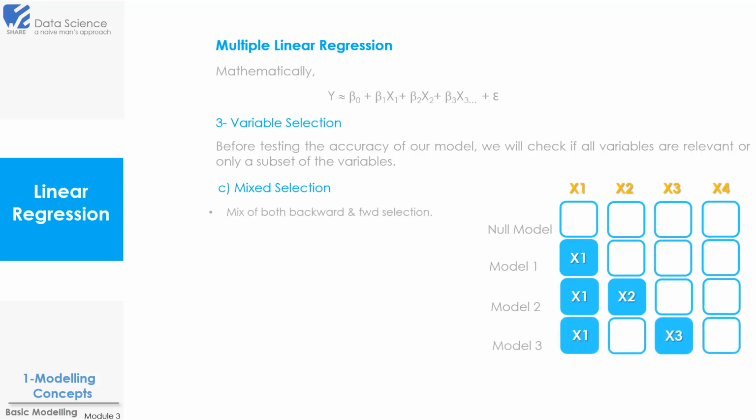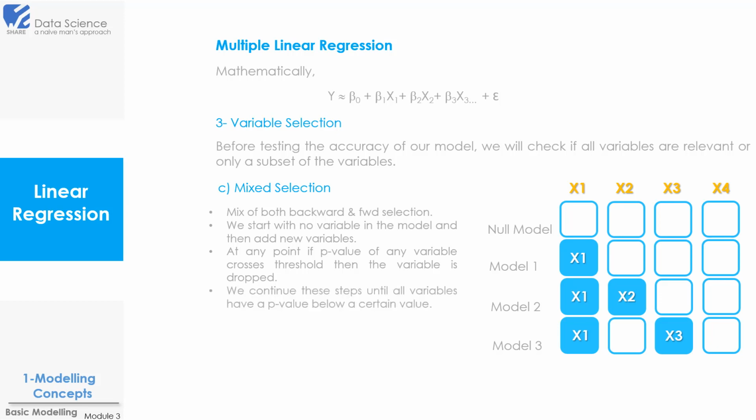Then the third method is mixed selection. Now as the name suggests, it is a combination of backward and forward selection methods. So here we start with no variable in the model as shown here in the image, and then add new variables to it. And then at any point, if the p-value of any variable crosses the threshold defined by the user, then the variable is dropped. So we continue these steps until all the variables have a p-value below a certain value. Now mixed selection addresses the drawbacks of both of our earlier methods. Hence it could be considered a better approach.